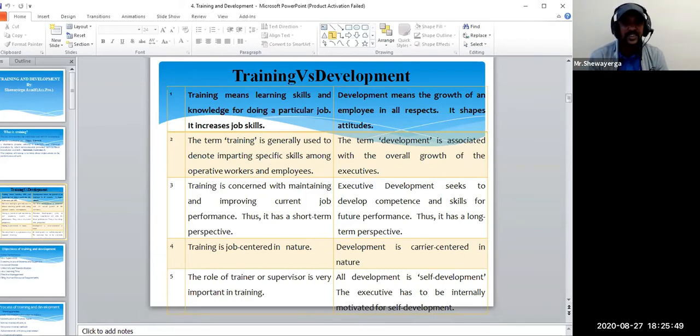Another difference is that training is concerned with maintaining and improving current job performance. Maintaining plus what? Improving current performance. Whereas development seeks to develop competency and skill for future performance, not current, future performance.